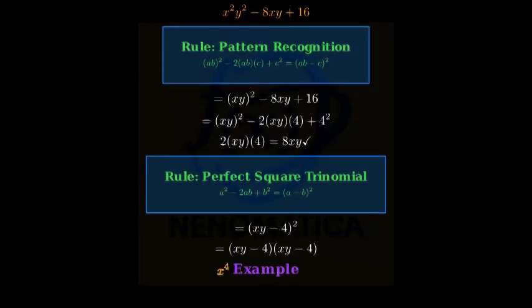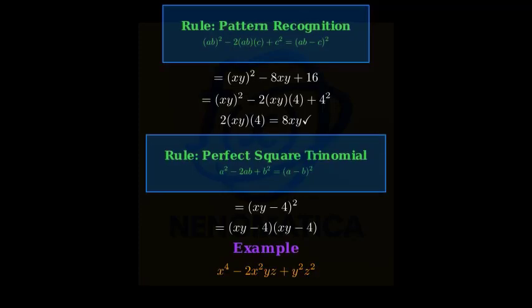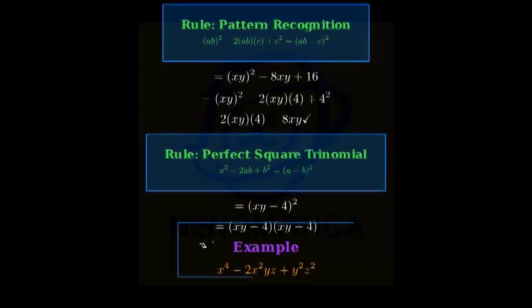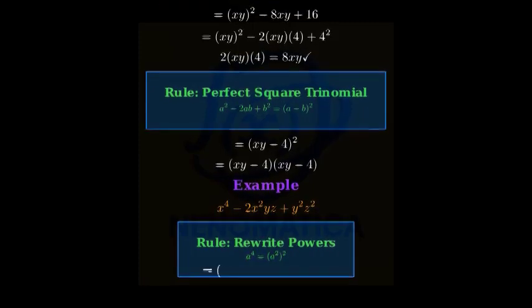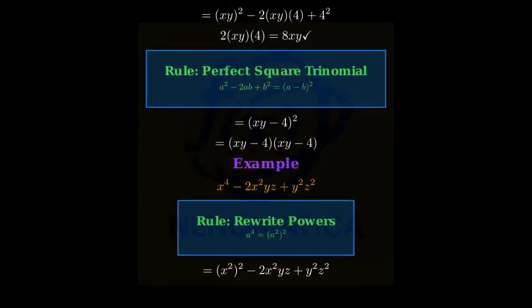Let's look at our third example, x to the fourth power minus 2x squared yz plus y squared z squared. This expression follows a similar pattern to our previous examples. Let's analyze this expression. The first term is x to the fourth, which we can rewrite as x squared squared. Let's see if this fits our perfect square trinomial pattern.